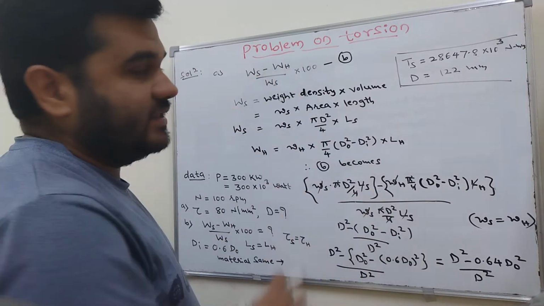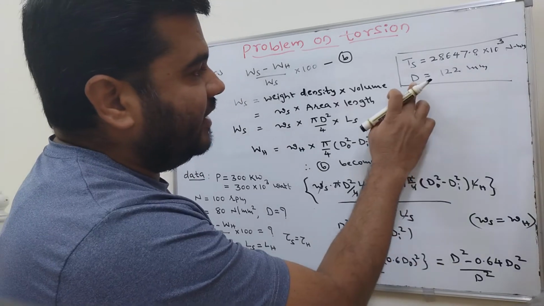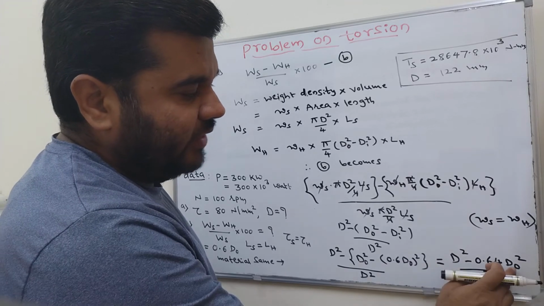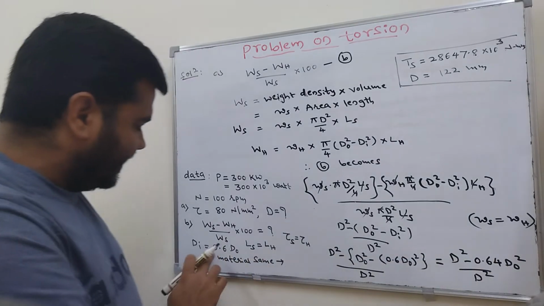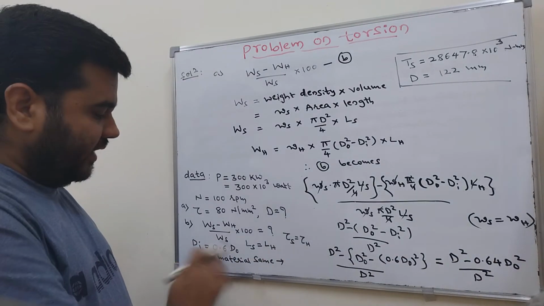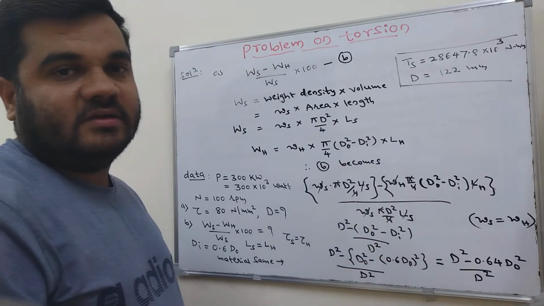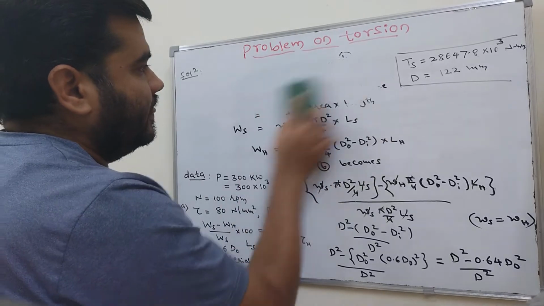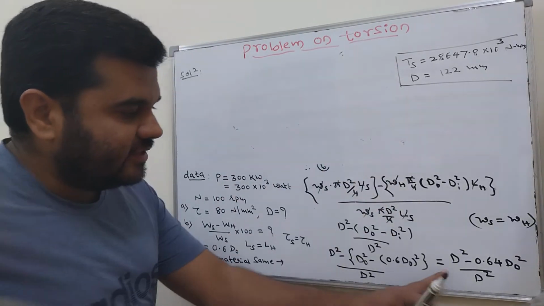So this is the weights. Now we need to further simplify, because we know the diameter of the solid shaft we calculated, 122 millimeter. Here also we can substitute, but we don't know the outside diameter of the hollow shaft, and we don't know the inside diameter of the hollow shaft either. So we need to calculate these two. Then we can substitute and get the percentage saving of the material here.